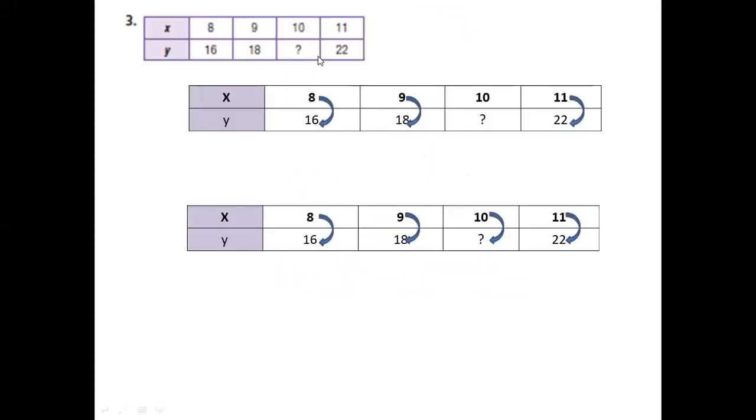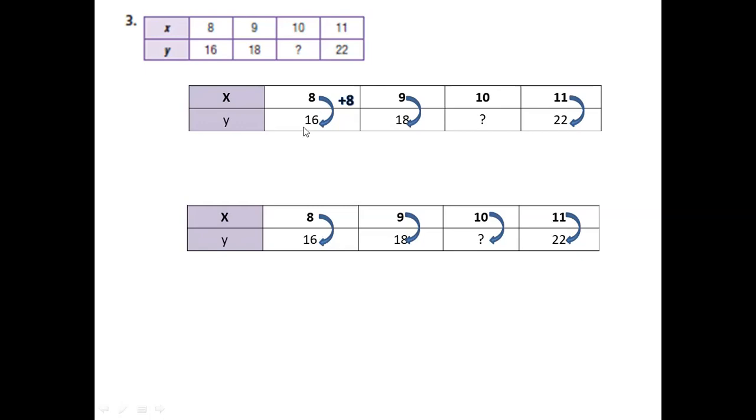Now this is question number 3 from your book. If you look at it very carefully, this is the question here. You have 8, 16, 9, 18, 10, and the number is missing, and 11 and 22. This is question number 3 from your book.